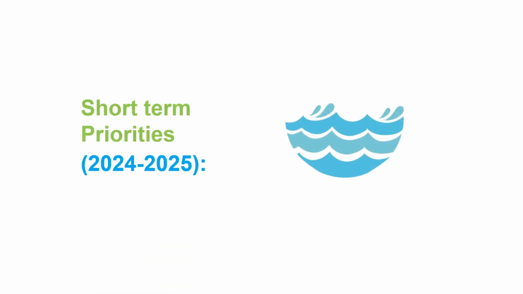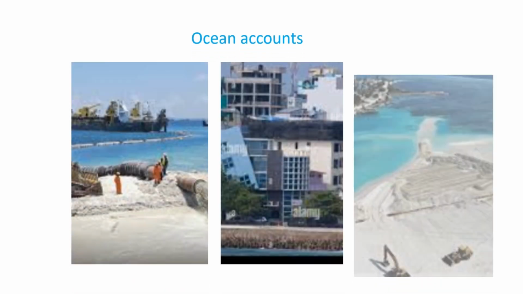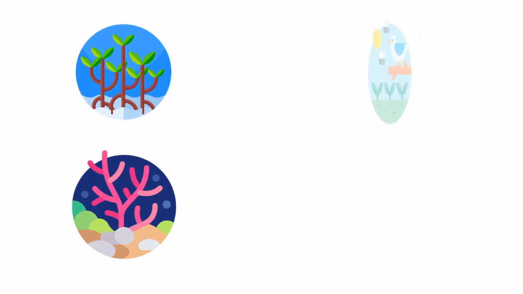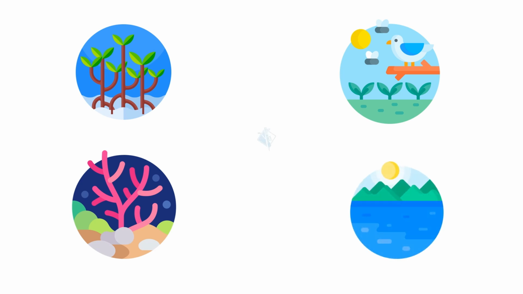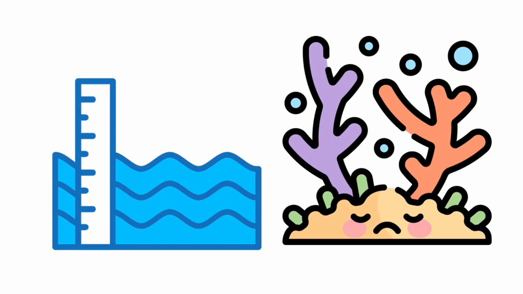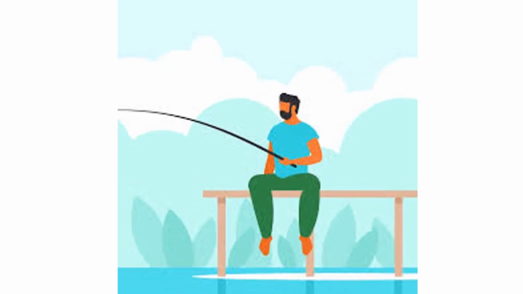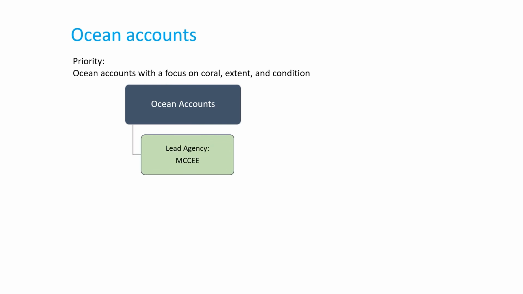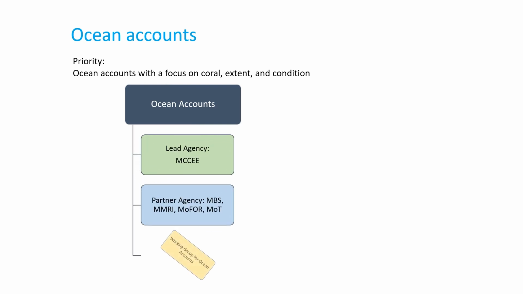Given the focus on oceans, developmental activities such as reclamation, land clearance, and infrastructure development are among the major causes of loss of habitats and biodiversity. Loss of coastal habitats, including lagoons, reefs, seagrass beds, and mangroves in the Maldives, is particularly associated with dredging of harbors and reclamation. In addition to coastal development activities, coral bleaching due to an increase in sea surface temperature, rising extraction of reef fish for tourism-related consumption is common. The ocean account under this priority area will therefore focus on coral extent and condition.